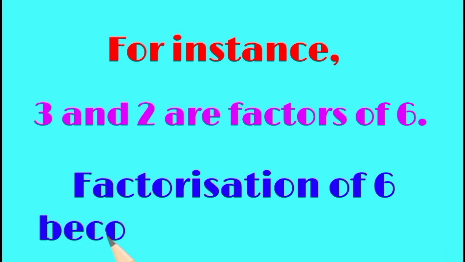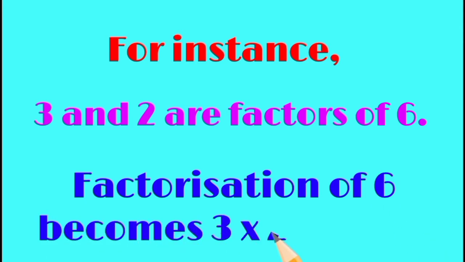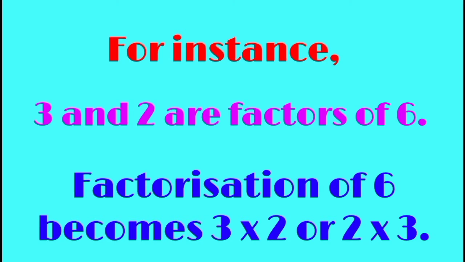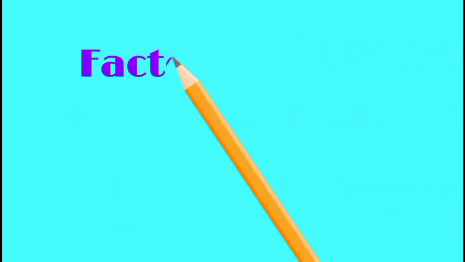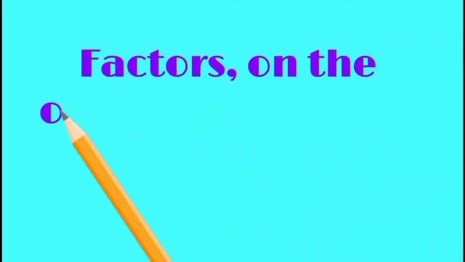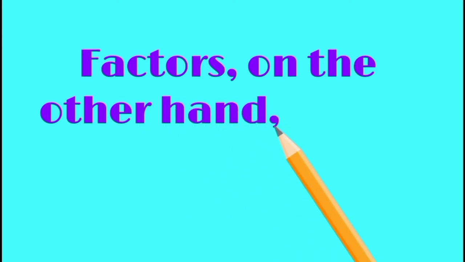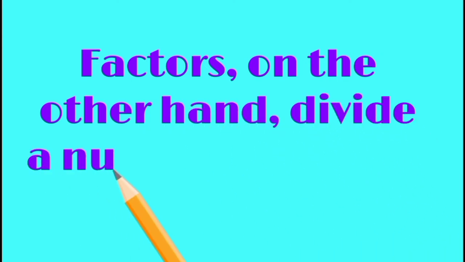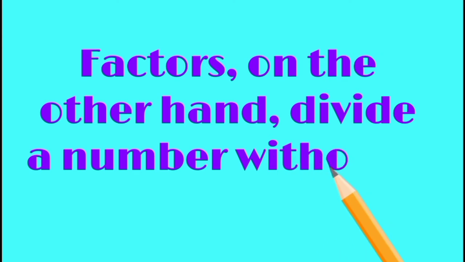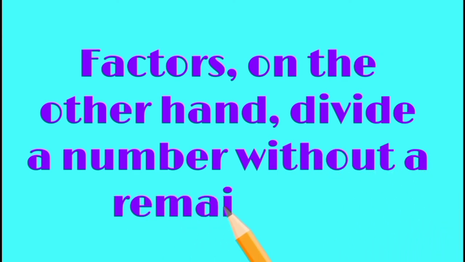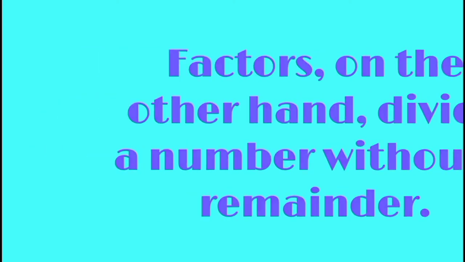So, when we express 6 as a product of 3 and 2, we have 3 times 2 equals 6, or 2 times 3 equals 6, which is factorization. So we can say that the factorization of 6 is equal to 3 times 2. Then on the other hand, factors are numbers that divide another number without leaving a remainder.